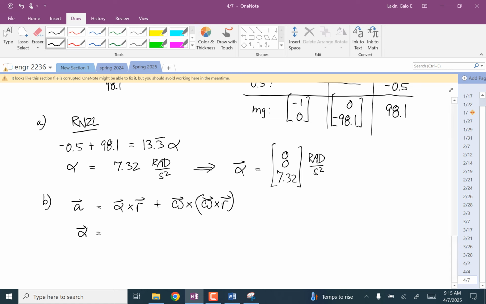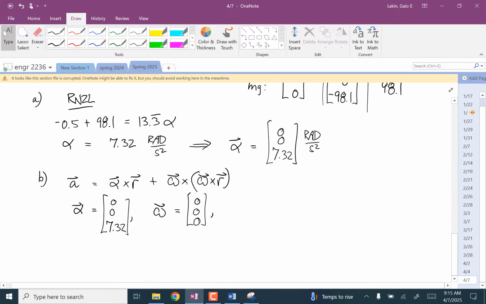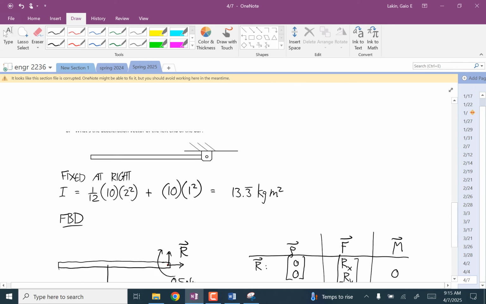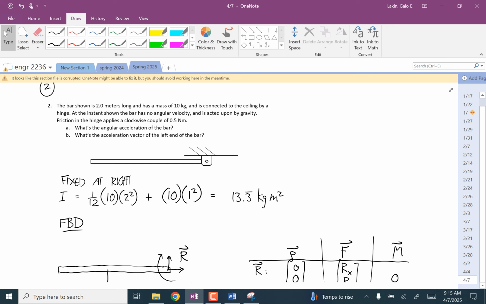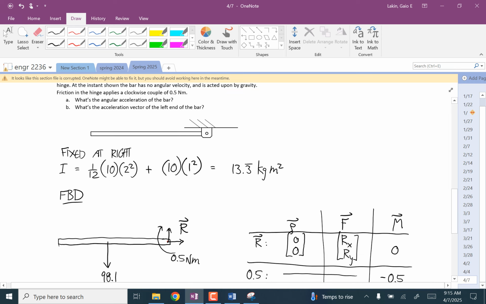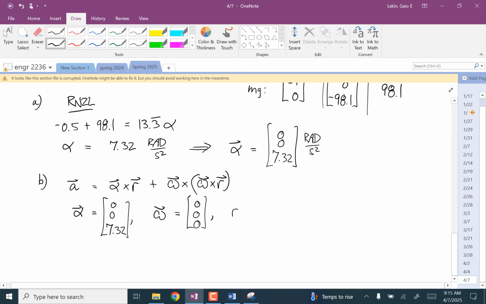We just calculated alpha. That's 0, 0, 7.32. Omega needs to be given, and in this case, we're told that it's 0. It's being released from rest. And then the R vector always goes from the center of the circular spherical motion to the point. In this case, the center of the circular motion is the pin. Everything's moving around the pin. And so this R vector is negative 2, 0, 0.